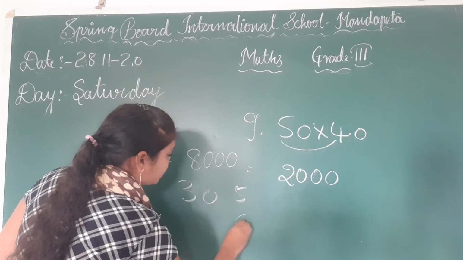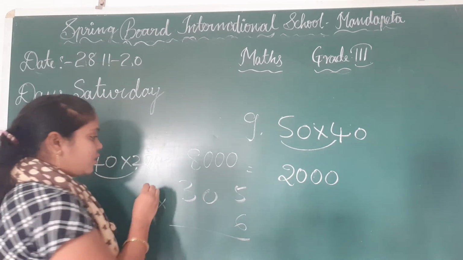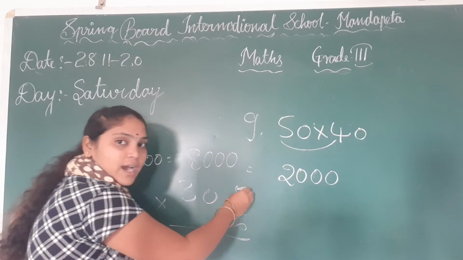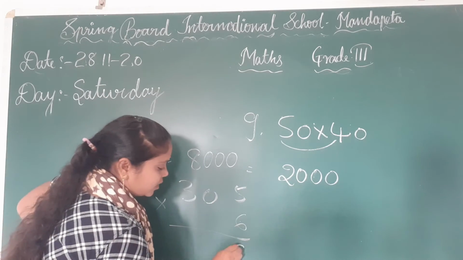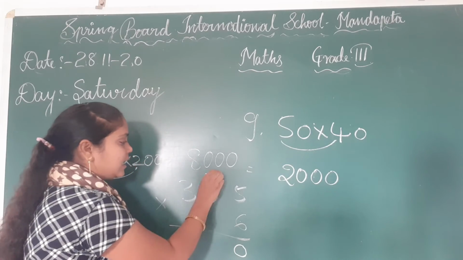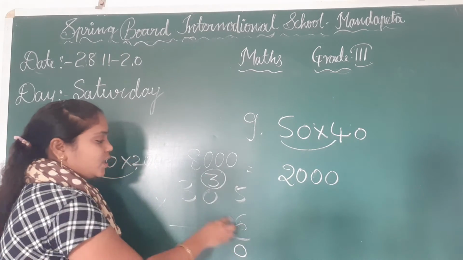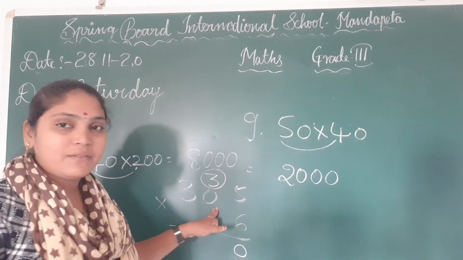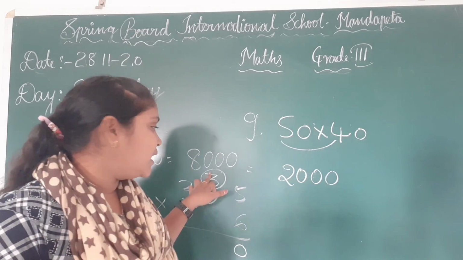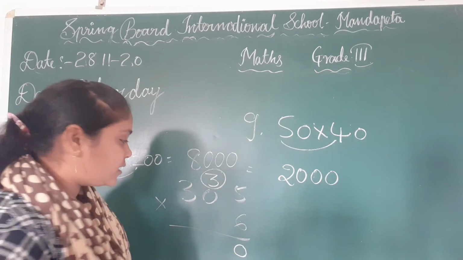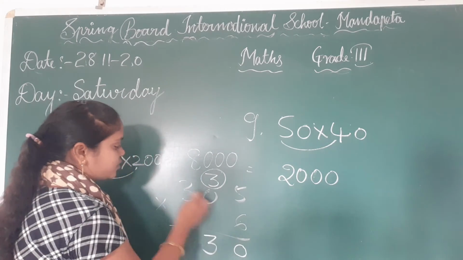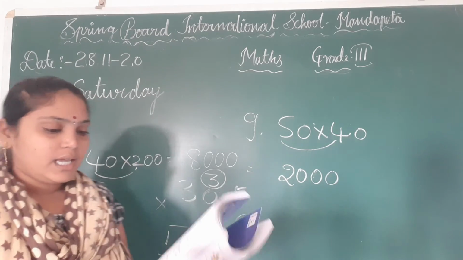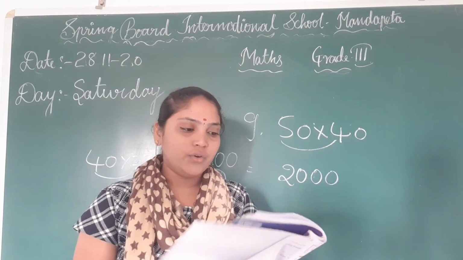305 into 6. So how to multiply? Listen. 6 5s are 30. So you have to write 0 here and 3 here. So yes, 6 zeros is 0. If you multiply a number with 0, it is 0. But here 3 is there. Now you have to write 3 here. 6 3s are 18. Okay, 6 3s are 18. You have to do like this.